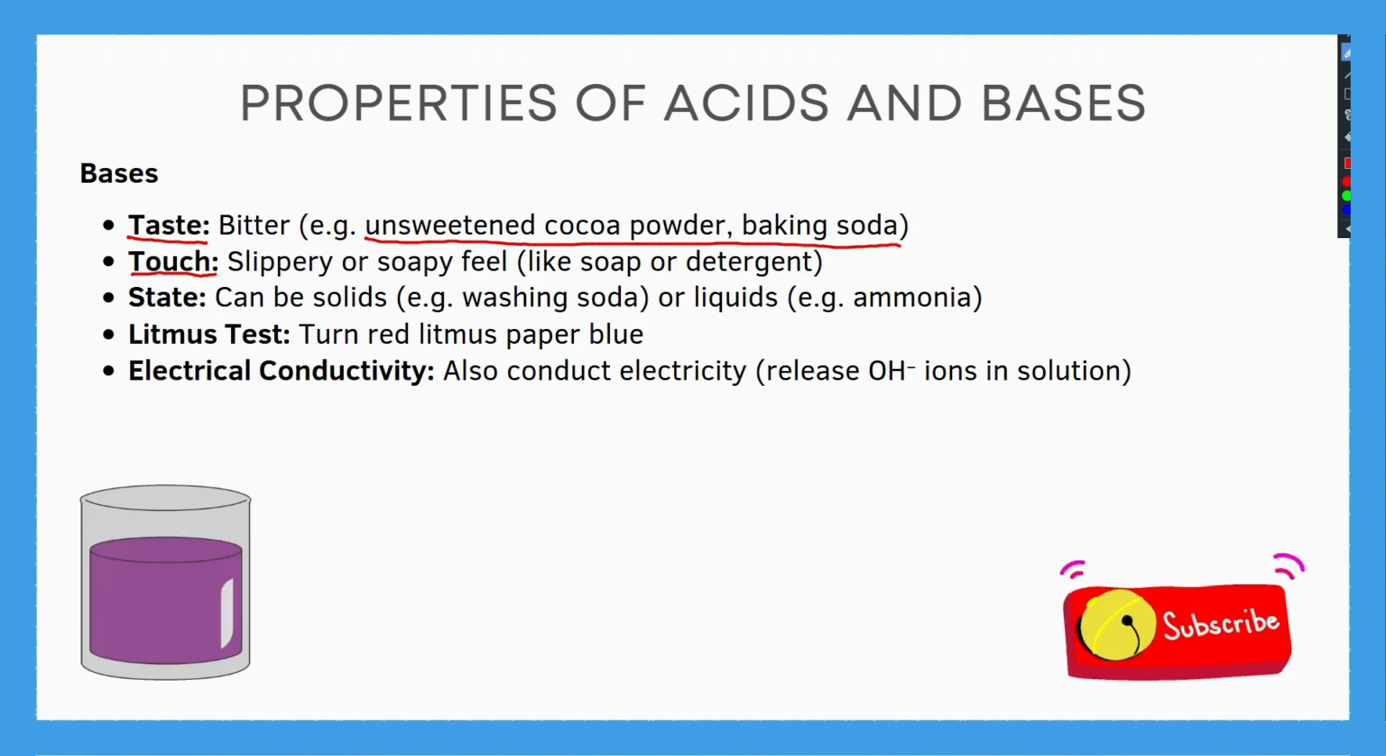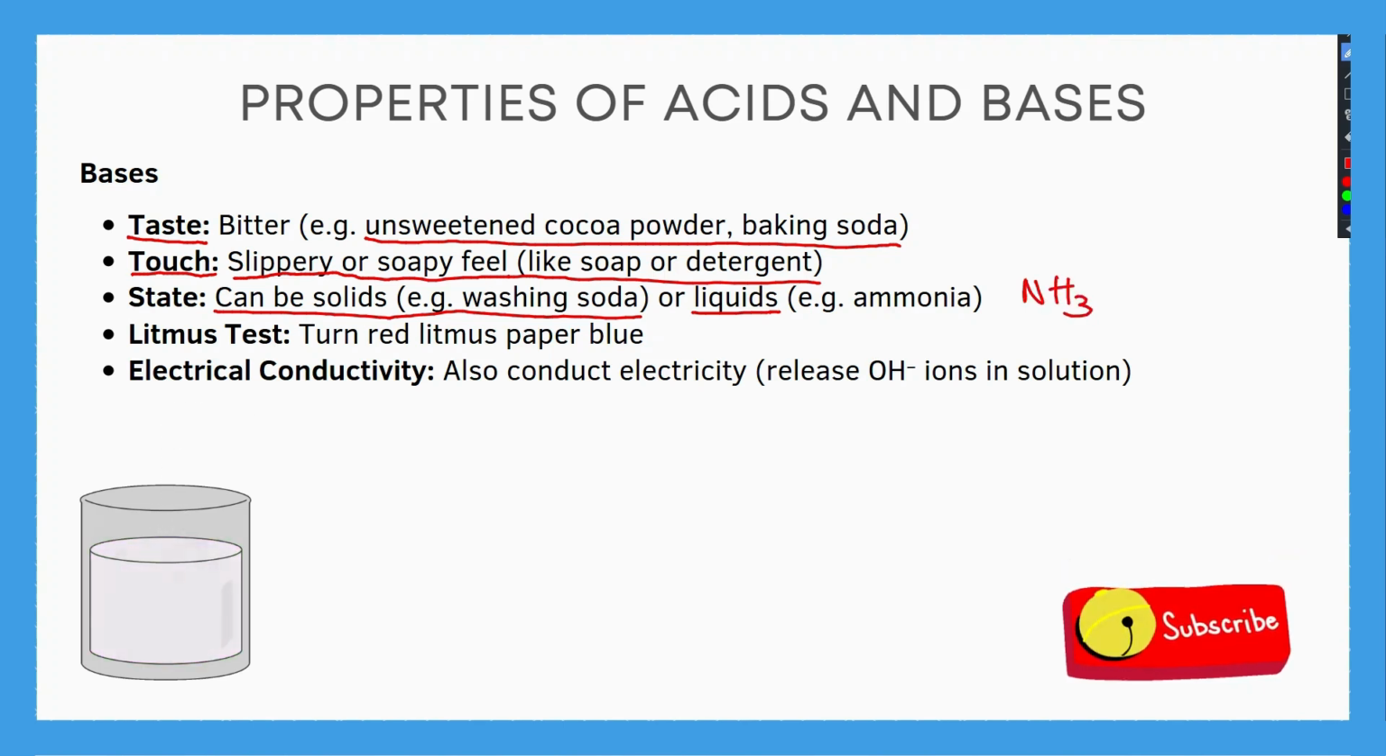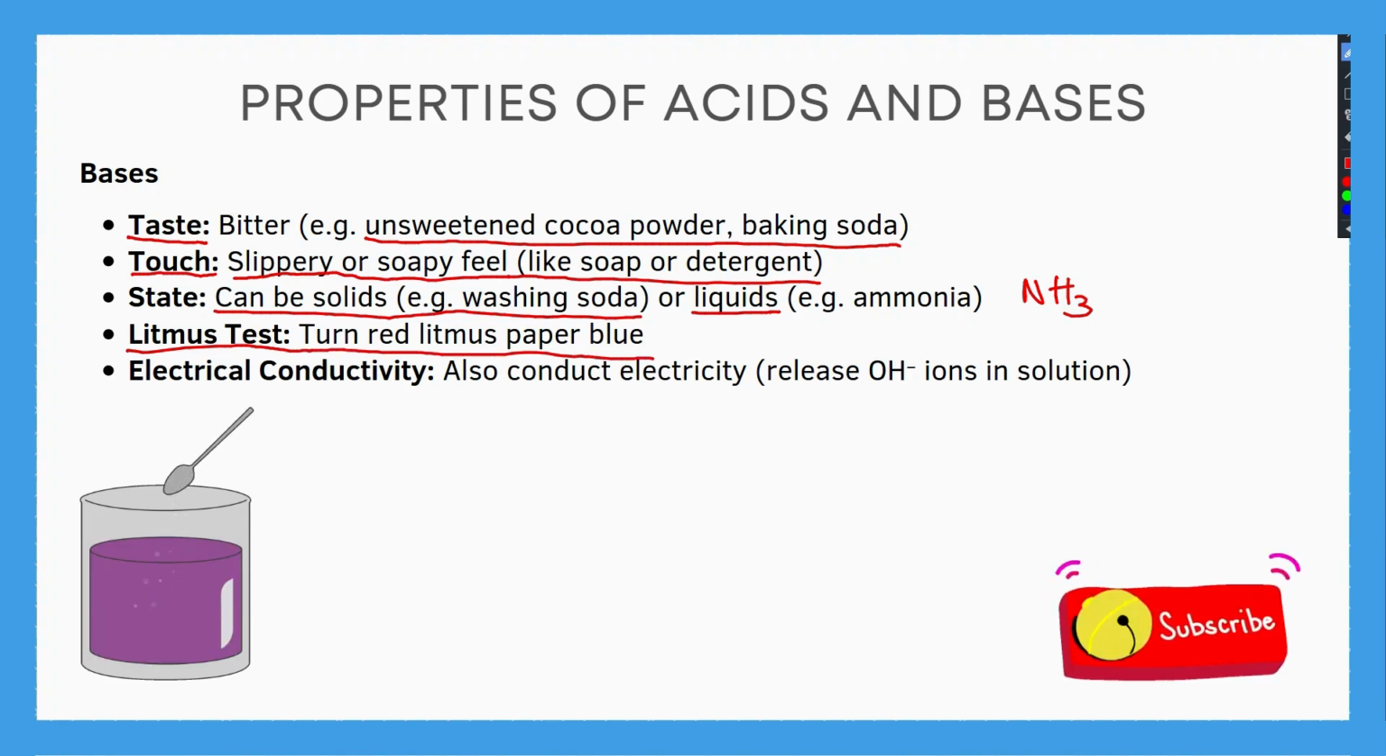So when it comes to the touch, bases are slippery and they have a soapy feel, like soaps and detergents. In terms of their state of matter, bases can either be solids, for example your washing soda, or they can be liquids. A very good example is ammonia, and ammonia is NH3. We're coming to that very shortly. And in terms of litmus tests, all bases turn red litmus paper blue.